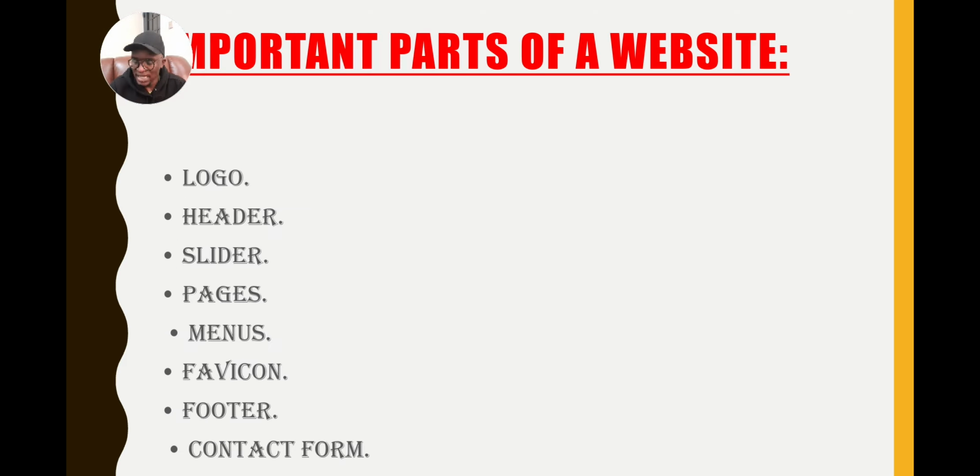There are many important parts of our website, but these are the most important that any website should not miss. One is a logo, note that down. We have a header, a slider, pages, menus or menu. You can have one is enough, but if your website is large enough, you can have several: primary, secondary, favicon, which is the favorite icon.